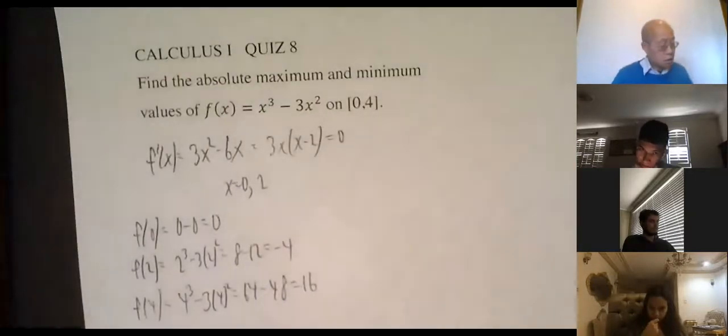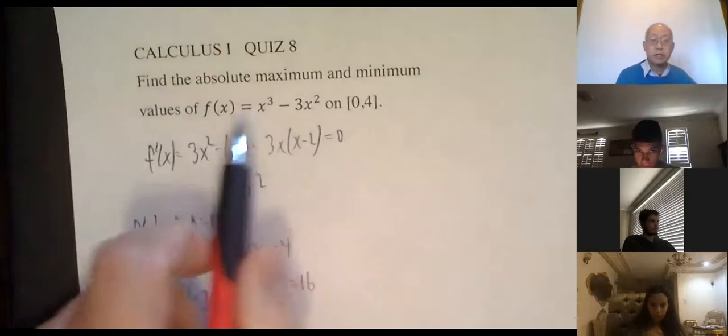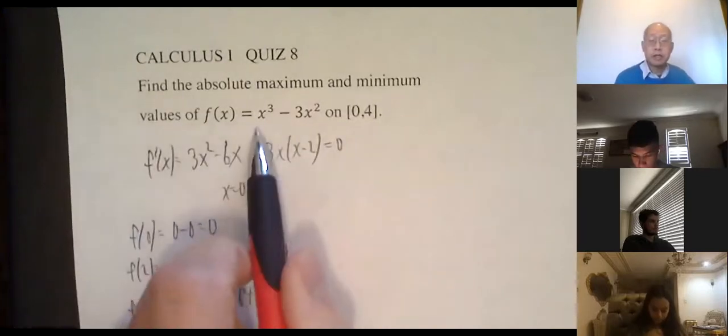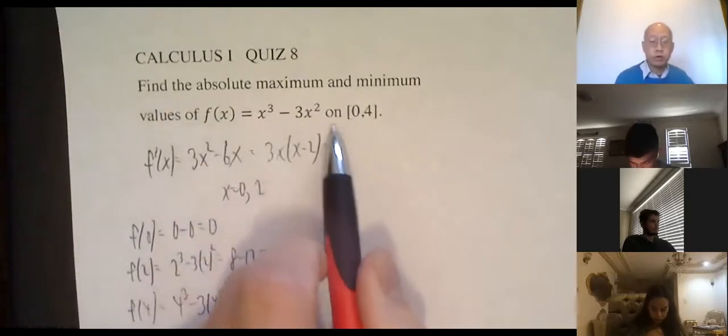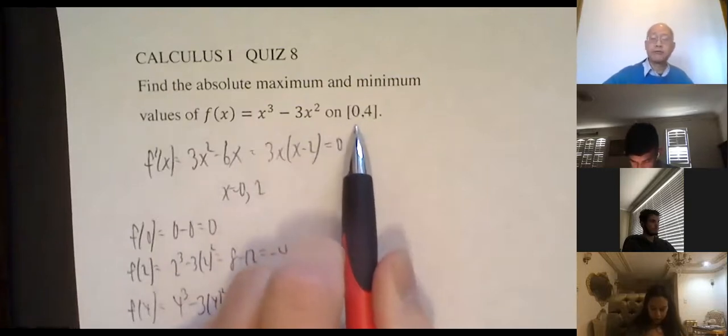Okay, the quiz hopefully was fairly straightforward. Find the absolute max and min of f of x equals x cubed minus 3x squared on [0, 4]. So you know you're going to have to plug in 0, and you know you're going to have to plug in 4. That's a guarantee.